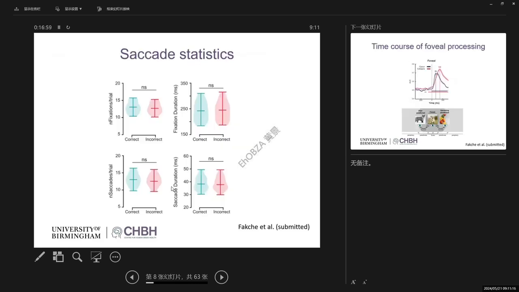First, a few words on the saccades. A saccade duration when doing this task is 250 milliseconds, meaning about 4 saccades per second. And the duration of the saccade itself is about 40 milliseconds. And we have about 10 to 15 fixations per trial, right? So we have plenty of data to analyze.